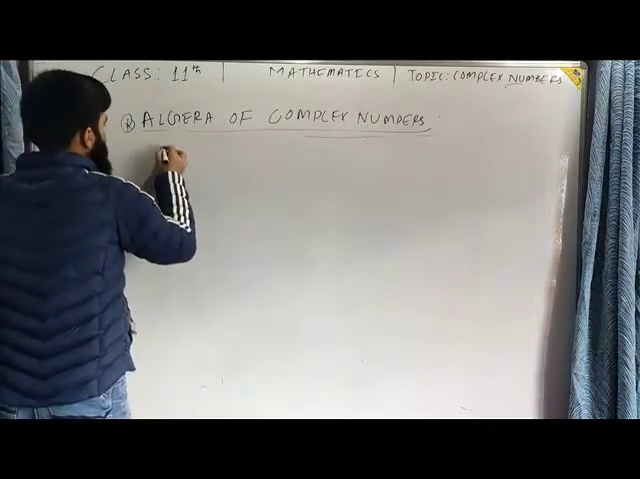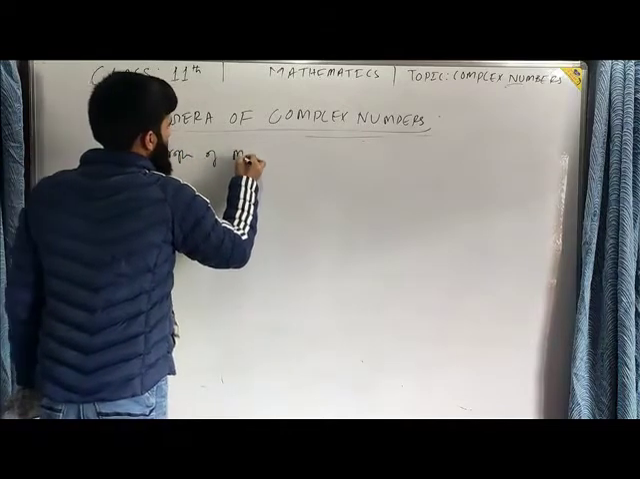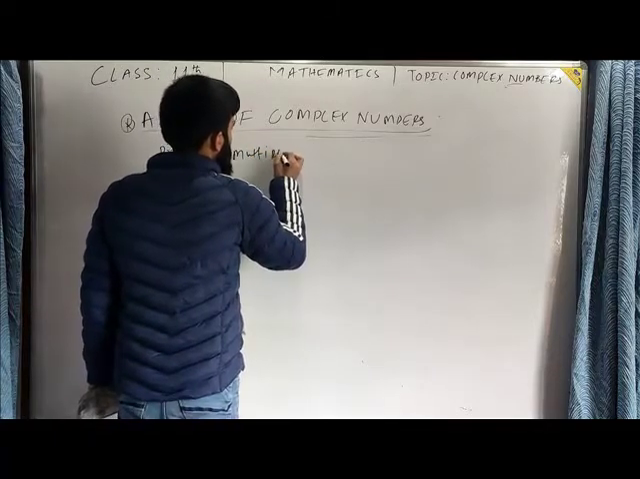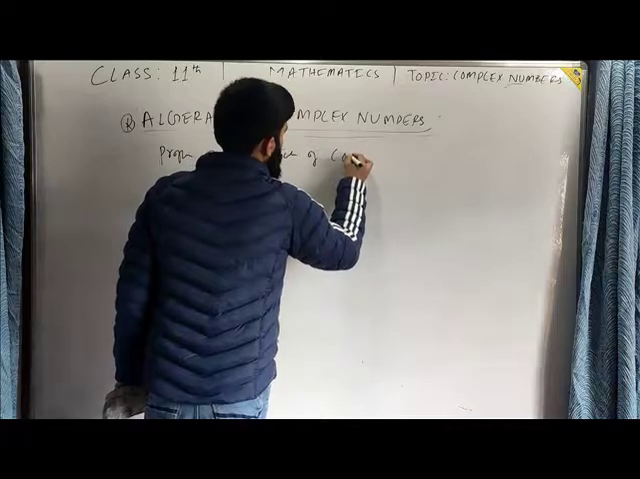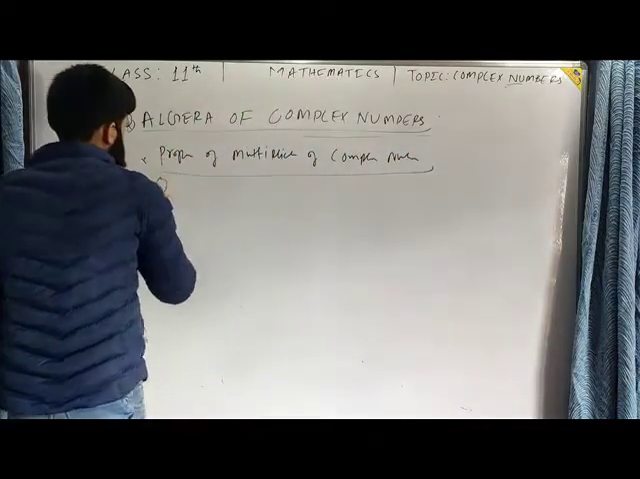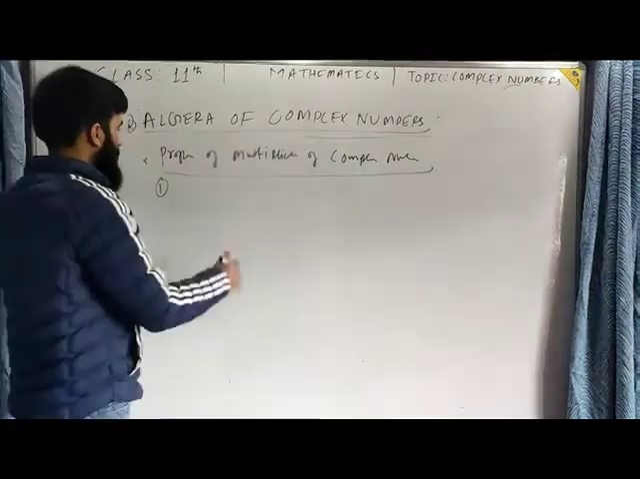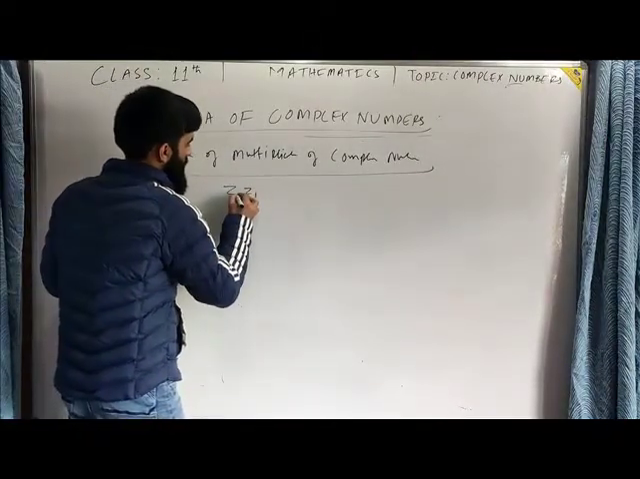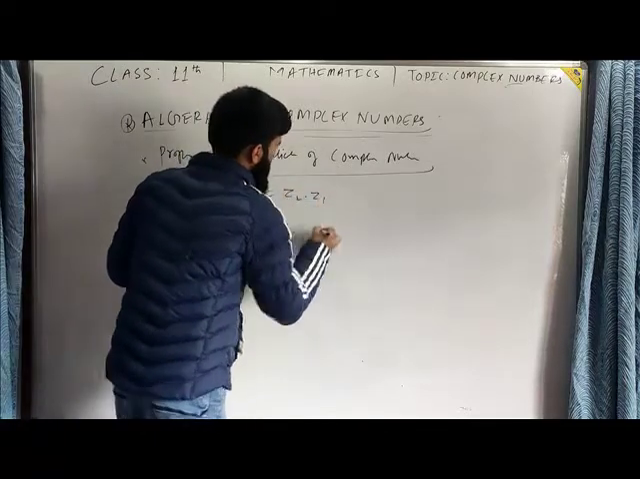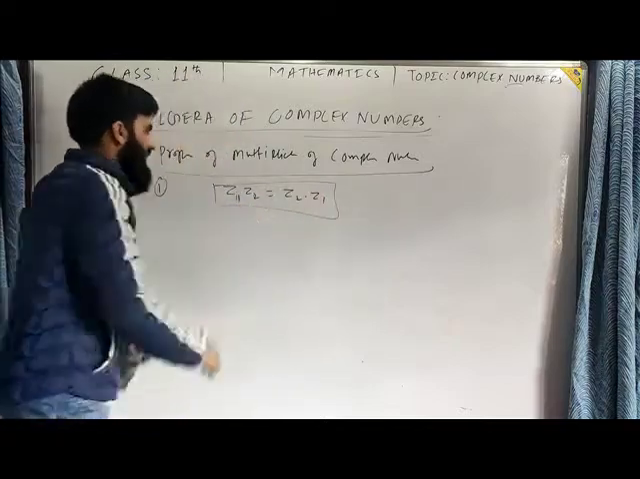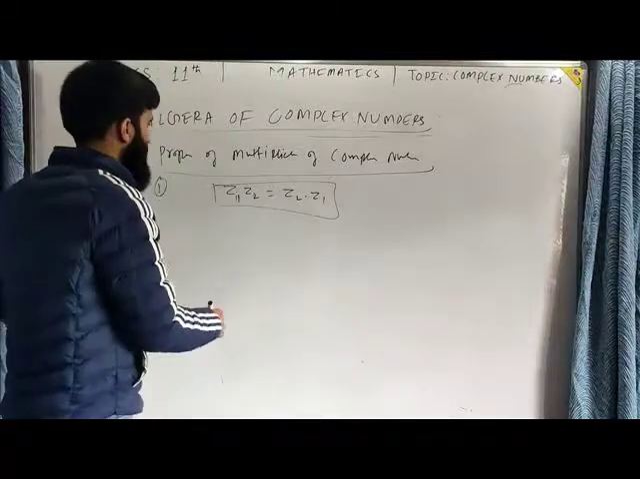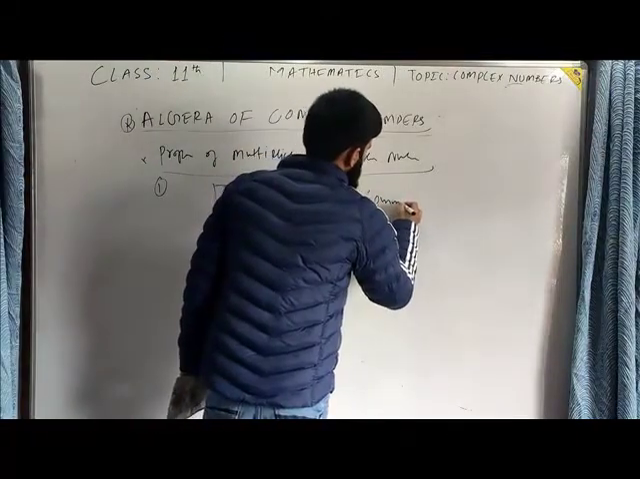Properties of multiplication of complex numbers. What is the first property? First, they also obey the commutative law. That means Z1 dot Z2 is equal to Z2 dot Z1. So just take the multiplication of the two complex numbers, first and second, or second and first, and you will get the same result. That is called the commutative law.